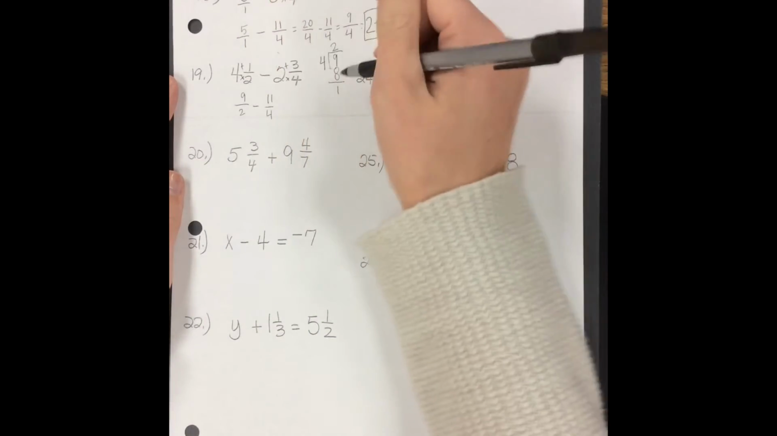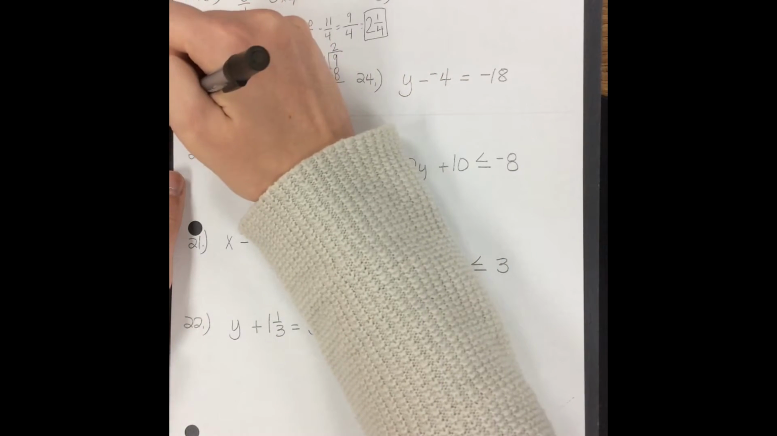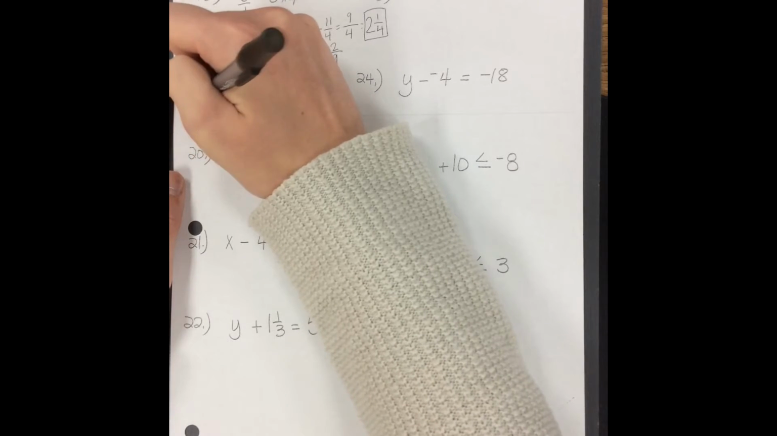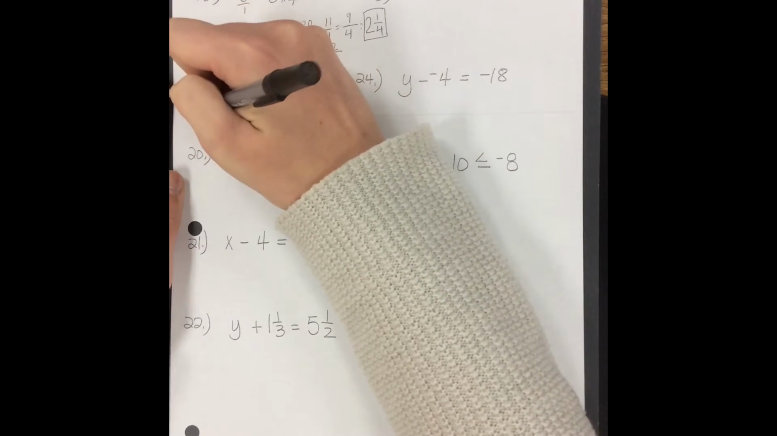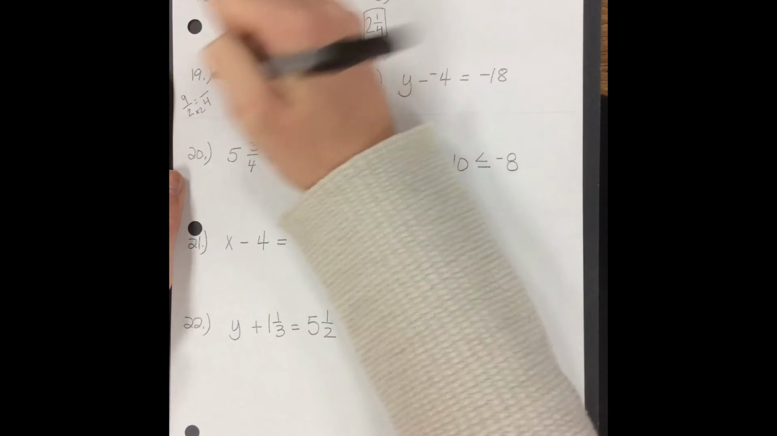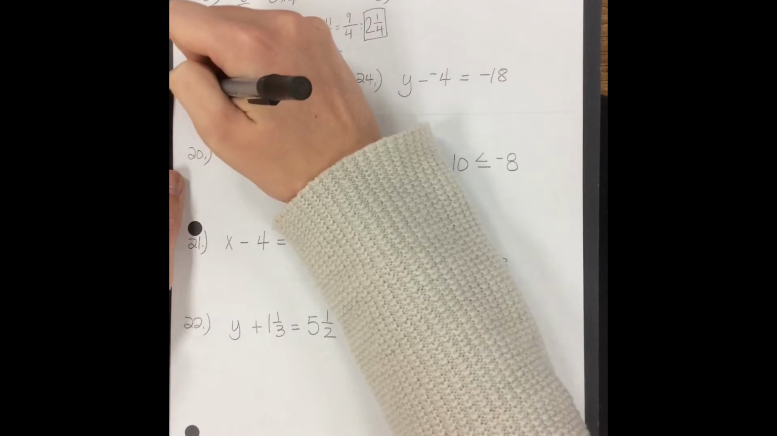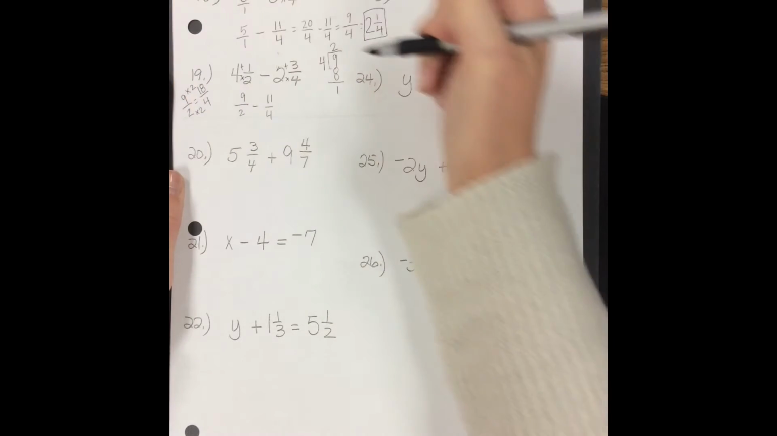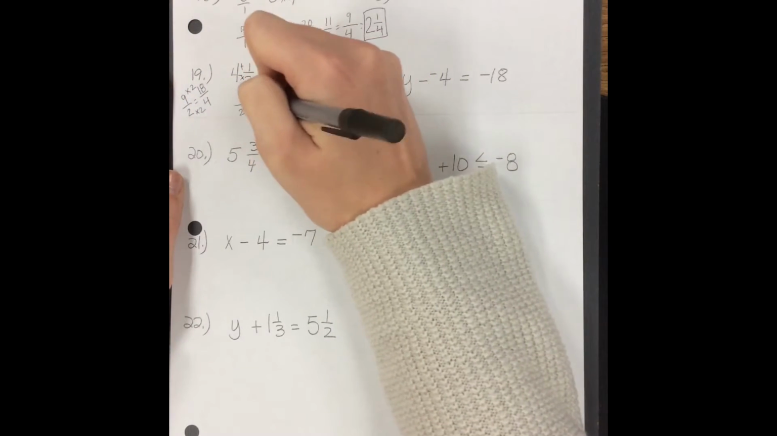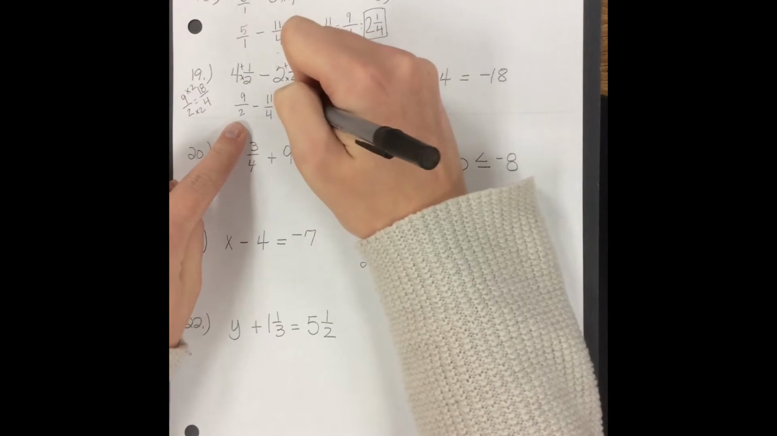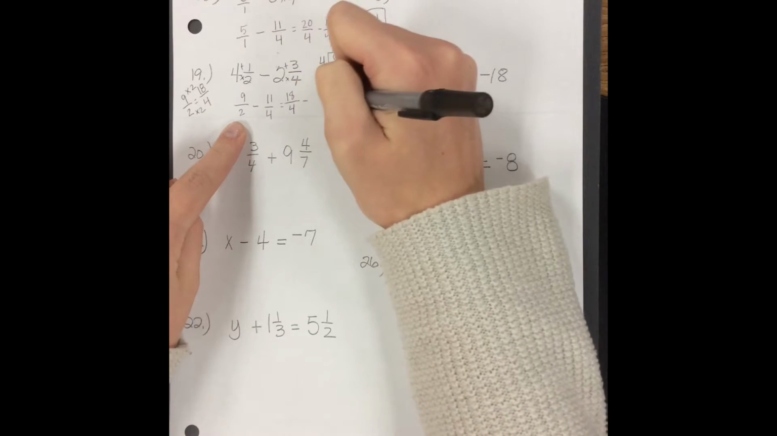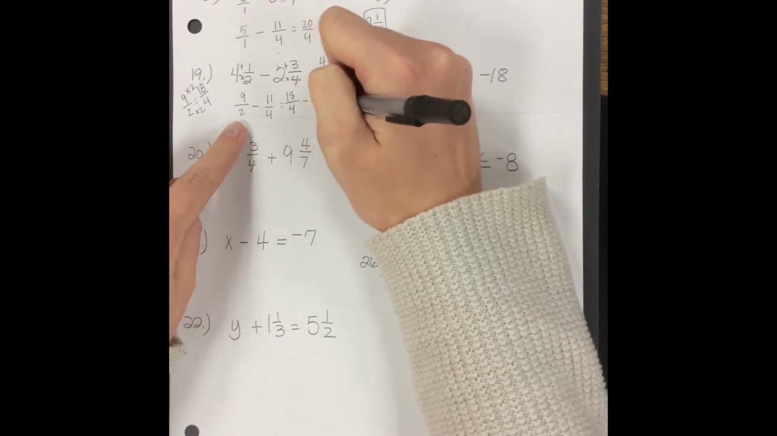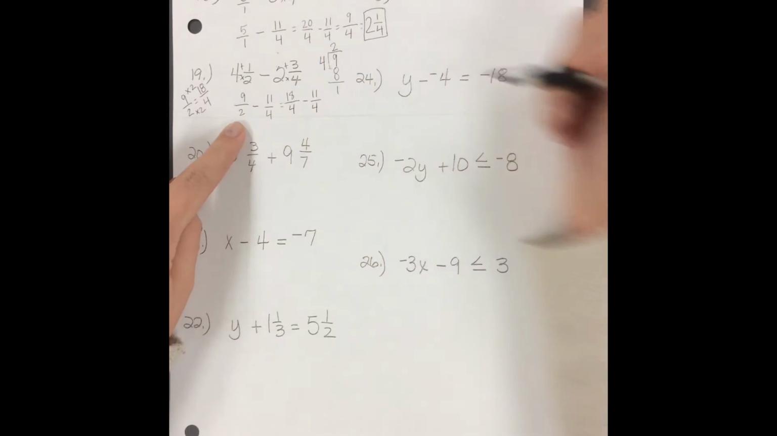So over here off to the side again, 9 over 2, I'm going to change that to a fraction with 4 in the denominator. So 2 times 2 gets us 4. So 9 times 2 is 18. Okay, so before I can do anything, that 9 over 2 becomes 18 over 4. Now I can subtract 11 over 4.